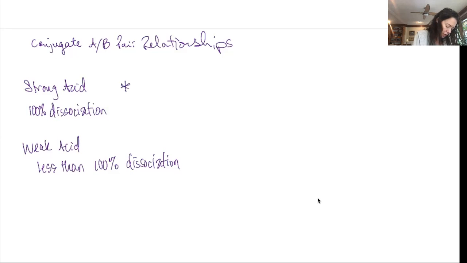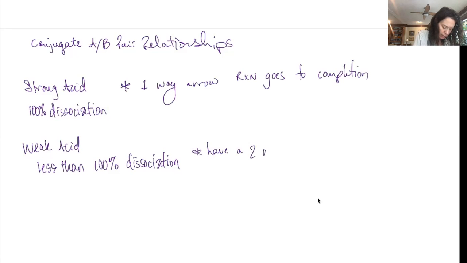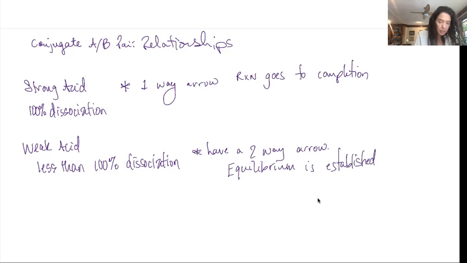Strong acids have a one-way arrow. Reaction goes to completion. All right, weak acids have a two-way arrow. Equilibrium is established. Now, we will have several units on equilibrium next semester, so I'm going to try not to get too much into it here.